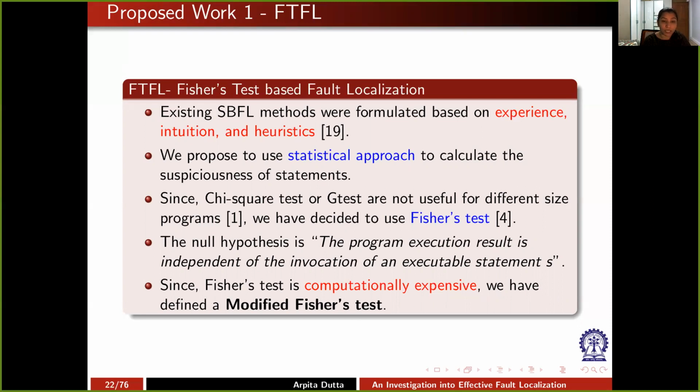Since the chi-square test or t-test are not quite useful for different size programs, we have decided to go for the Fisher test. In the Fisher test, we have tested the null hypothesis of whether the program execution result is independent of the invocation of the executable statement or not. Since the original Fisher test is computationally very expensive, we have defined a modified Fisher test.